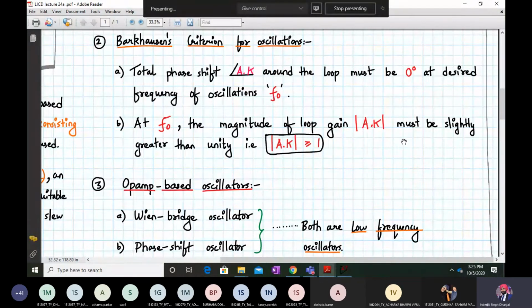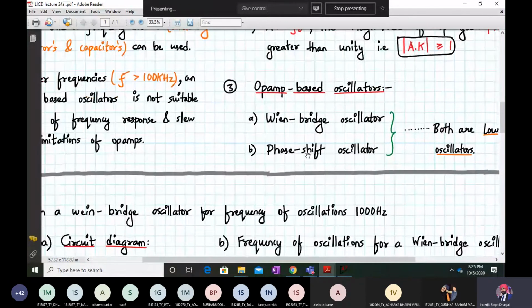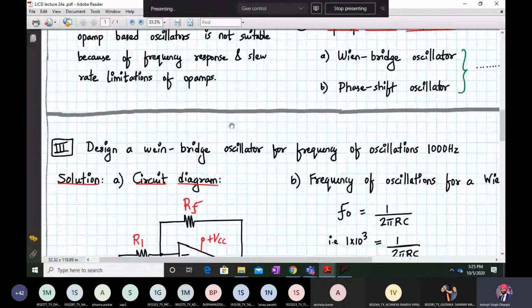Okay, so the third point will be the op-amp based oscillators. In this LICD, linear integrated circuit subject, there are two kinds of oscillators which we have to analyze in detail. Both are in the category of low frequency oscillators, and you must have studied the transistor level implementation of them. Today we will be studying the op-amp based implementation of the Wien bridge oscillator and the RC phase shift oscillator. Now let us directly start with the design.